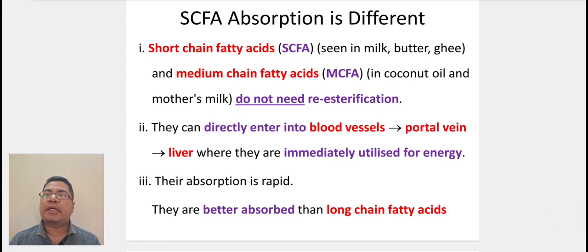Coming to short chain fatty acid absorption, which is different. Short chain fatty acids, that is SCFA, seen in milk, butter, and ghee, and medium chain fatty acids, that is MCFA, present in coconut oil and mother's milk, do not need re-esterification. They can directly enter into blood, then into the portal vein, and finally into the liver, where they are immediately utilized for energy. Their absorption is rapid. They are better absorbed than long chain fatty acids.